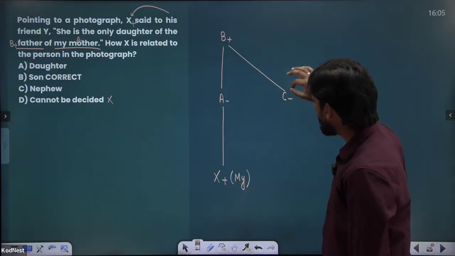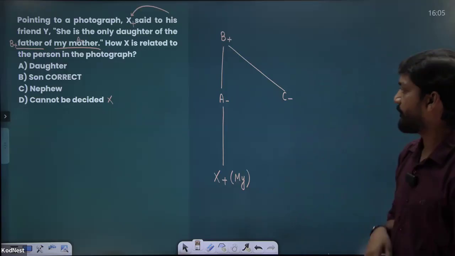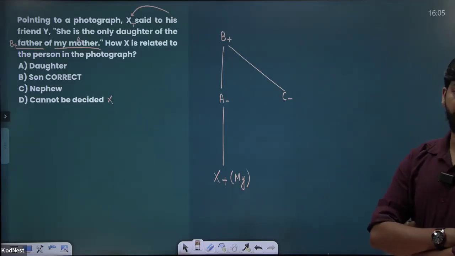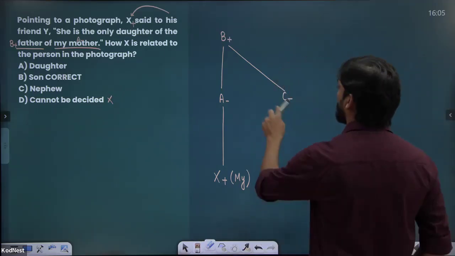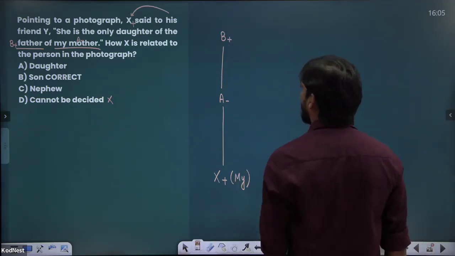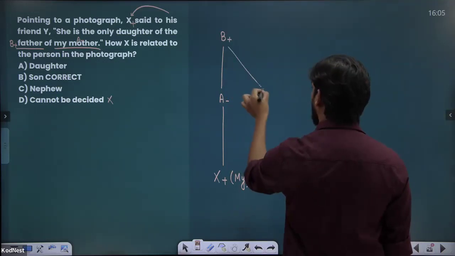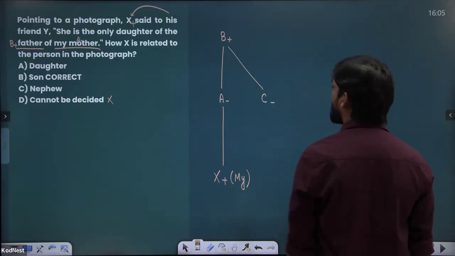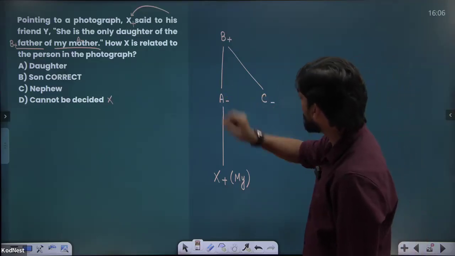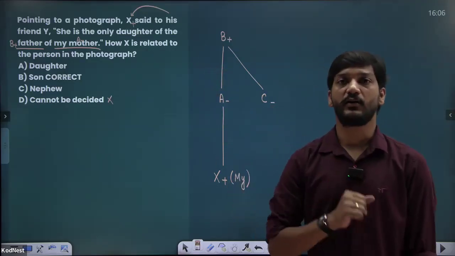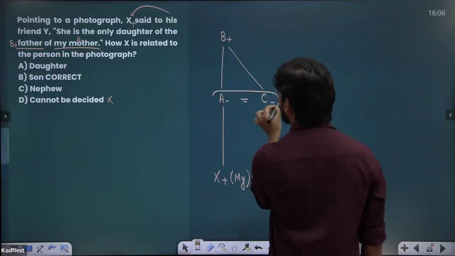Take the only daughter, represent as C minus. Does it make sense? It does not make sense. Anyways, if by chance you have drawn, please don't remove it. Once you represent C minus, then you realize C is the daughter, A also is the daughter. The question says only daughter, that means only one daughter. So think this way, that they are the same person.